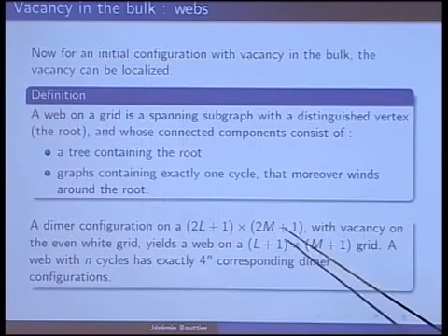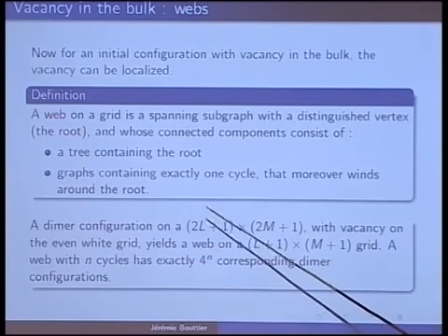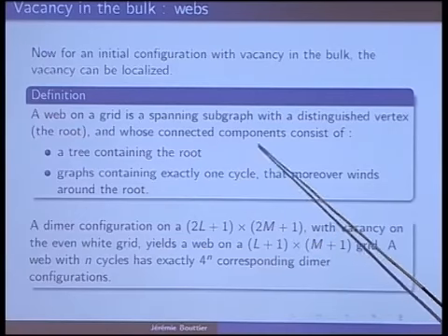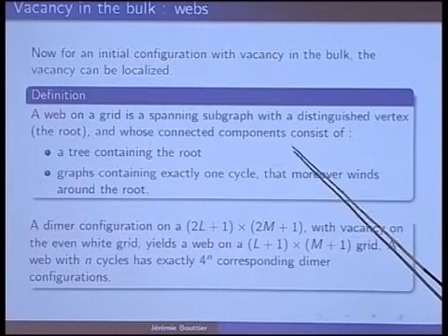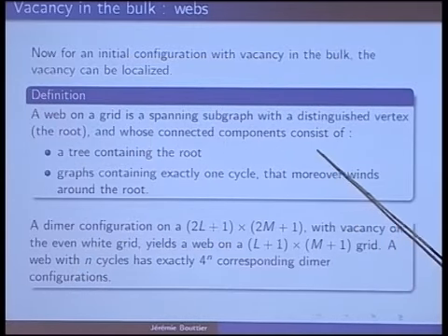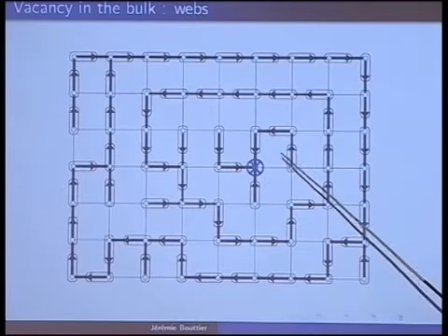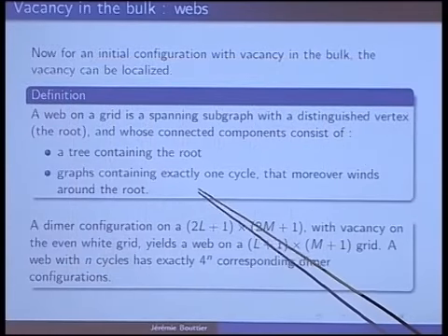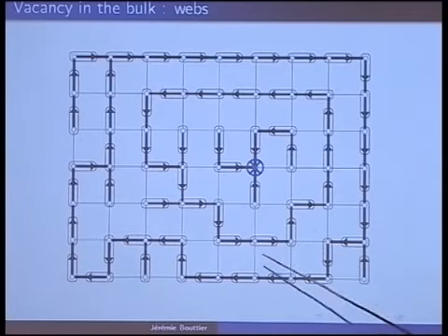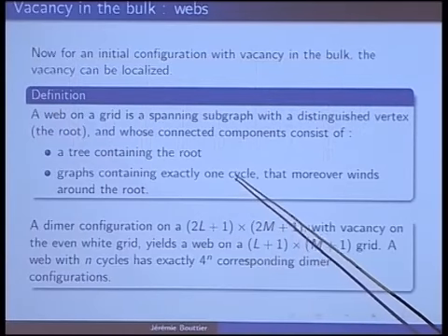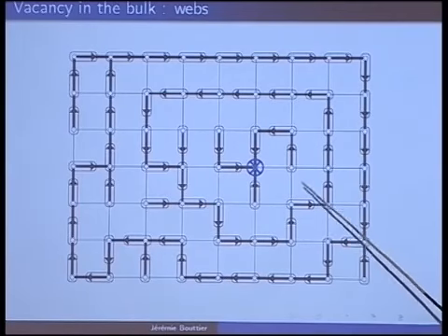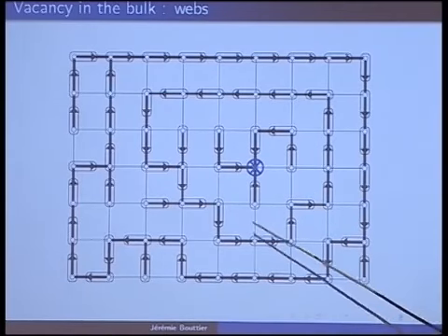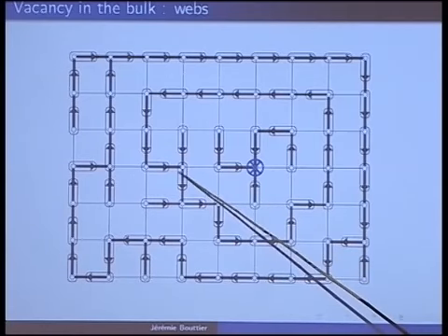These more general objects, I call them webs. So a web on a grid is a spanning subgraph with a distinguished vertex, what I call the root. It comes from the position of the vacancy, and it is characterized by its connected components. There is a tree component that contains the root, and every other component which doesn't contain the root must have exactly one cycle, and the cycle must wind around the root. So here the tree component cannot have a cycle, and every other component must have exactly one cycle around the root, and maybe some bending branches.